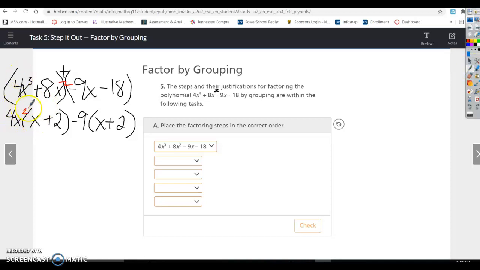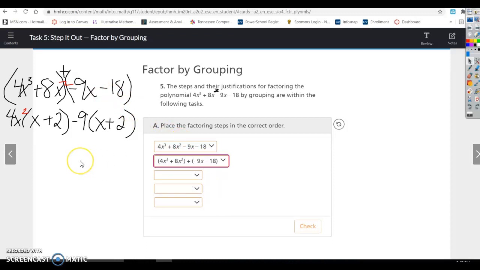So 4x squared times x is x cubed. 4x squared times 2 is 8x squared. All right, so just make sure you know that that is a squared term there. All right, so the first step is not really a step. It's just having the polynomial. And then the next step is going to be to group these in binomials. So we're going to have this step here.